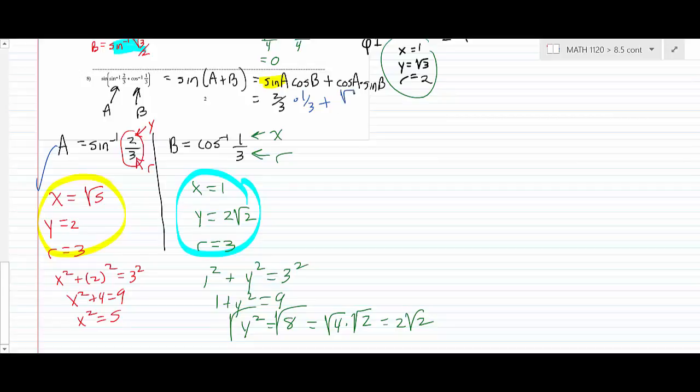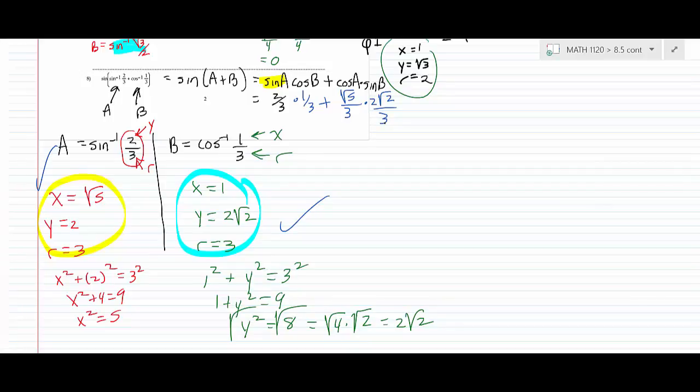Okay, so we got that. Sine of B, go over here. What's that? 2√2 over 3, because it's y over r. That's it. Everybody see where I'm getting those magic numbers? Y over r, x over r. Okay, that's what we have.